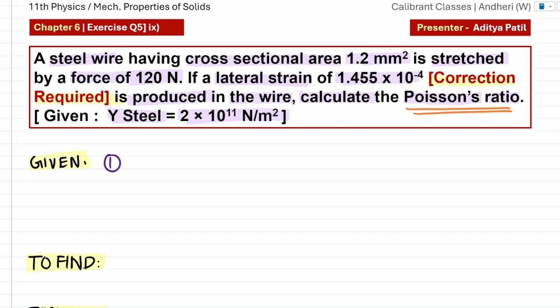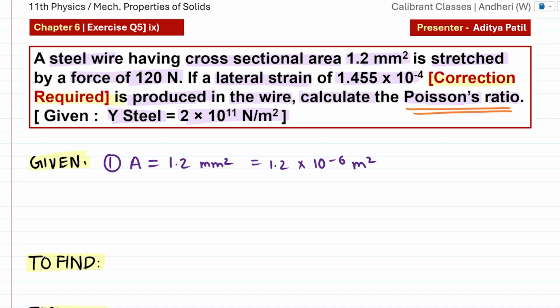So the first quantity given to us is the cross-sectional area, and we represent it using the letter capital A. And this cross-sectional area is 1.2 millimeter square. हमारा conflict number 1 यहीं पे आ गया है. Millimeter is not an SI unit, so let's convert it into an SI unit. So 10 raised to minus 3 millimeter is 1 meter. So 10 raised to minus 6 millimeter square should be 1 meter square. So 1.2 millimeter square is 1.2 into 10 raised to minus 6 meter square.